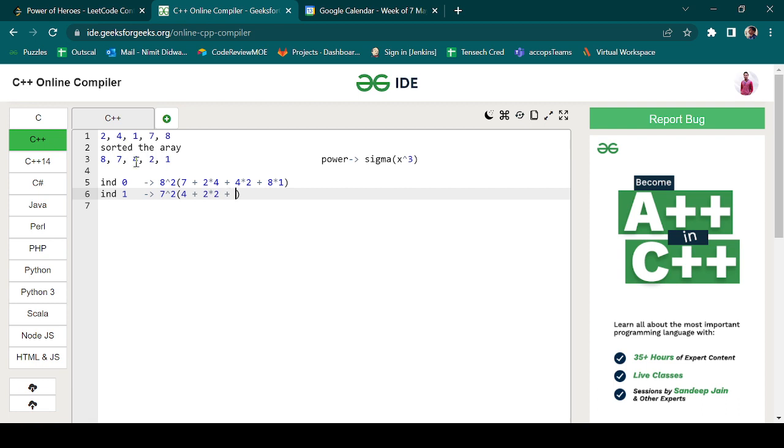Similarly, we will write here 2 into 2 for this 4 comma 2 and into 1. So here we wrote 4 into 1. Okay, so we are done for index 1 as well. Now we are on index 2.